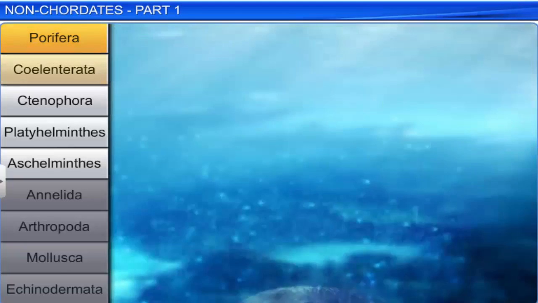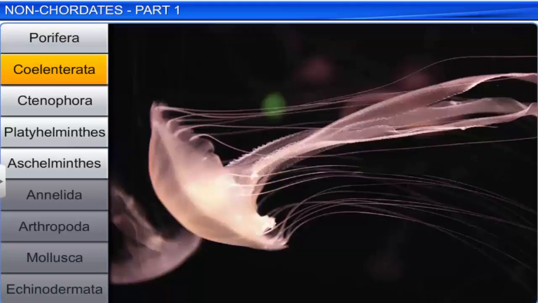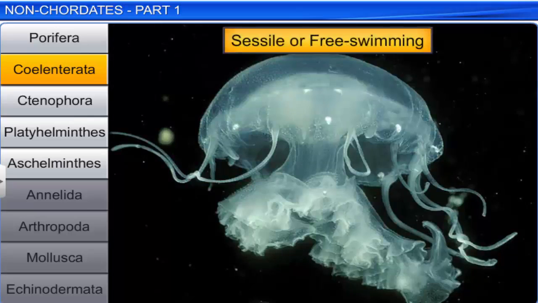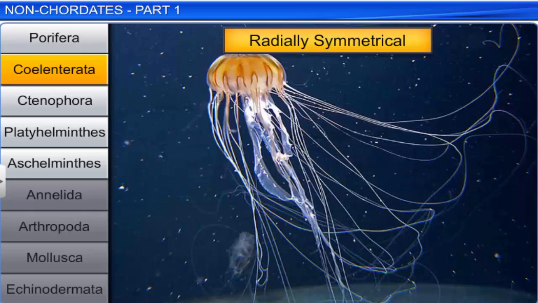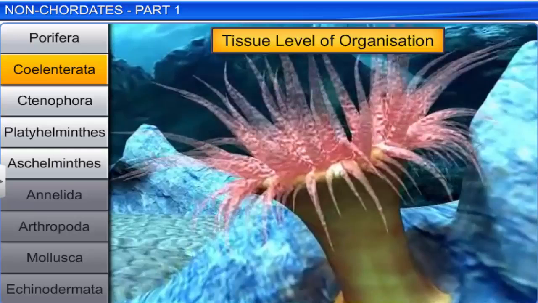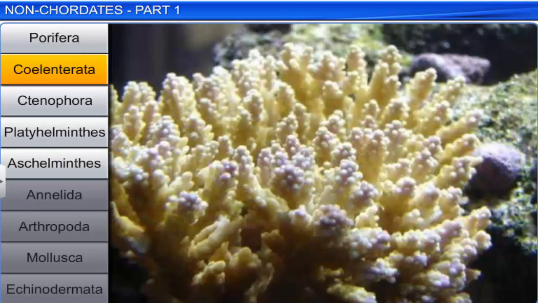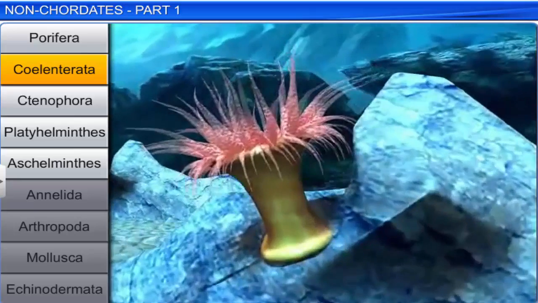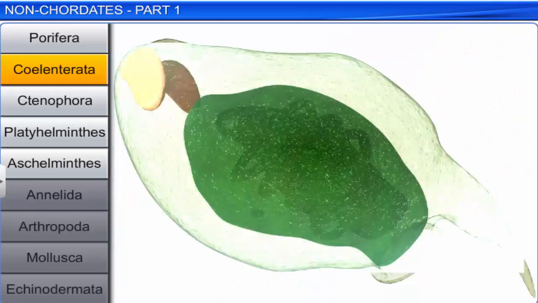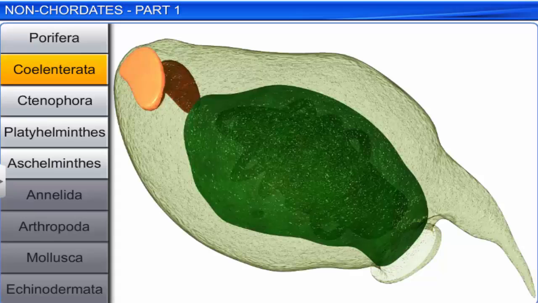The second phylum is Coelenterata. The members of this phylum are aquatic, mostly marine, sessile or free-swimming, radially symmetrical, dipoblastic animals with tissue level of organization. Some coelenterates, like corals, have a skeletal structure made of calcium carbonate. Coelenterates have cnidoblasts on their tentacles and body, and hence this phylum is also known as Cnidaria.